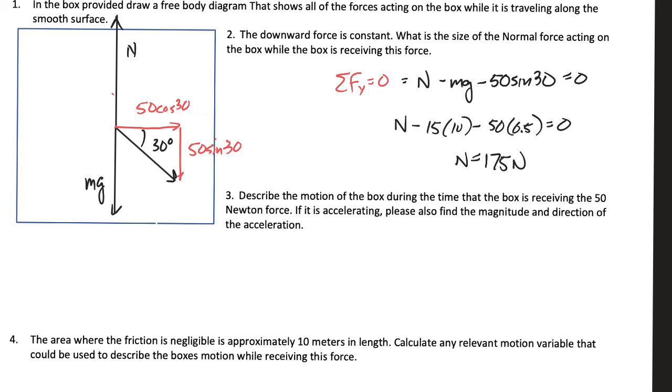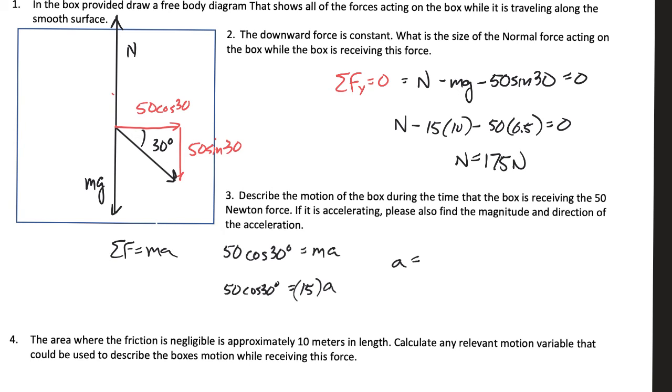Describe the motion of the box during the time that the box is receiving the 50 Newton force. If it is accelerating, please find the magnitude and direction of the acceleration. It is accelerating. The forces are unbalanced, so net force has to equal ma. There is only 1 horizontal force, the component of that pushing force to the side. So 50 cosine 30 degrees equals ma, which is 15 times a.